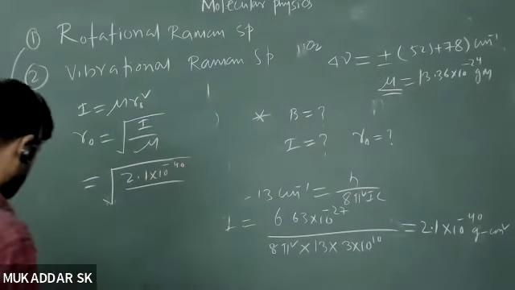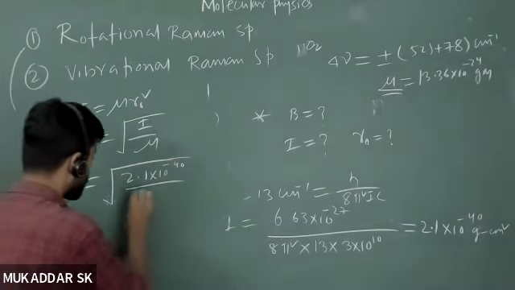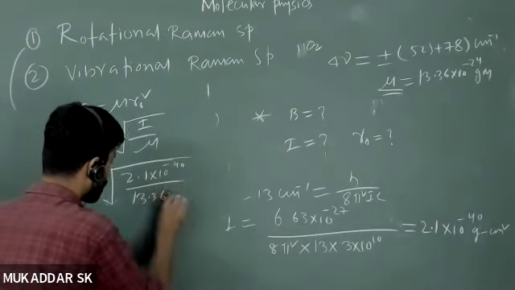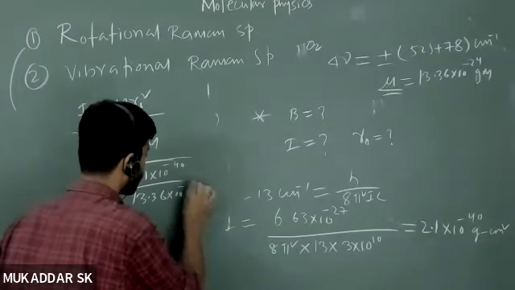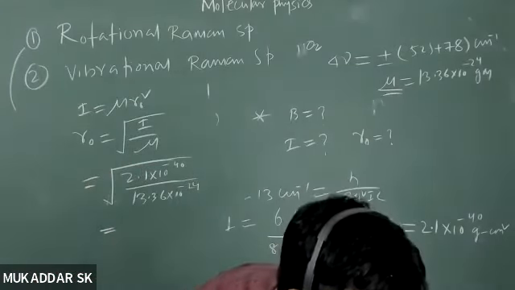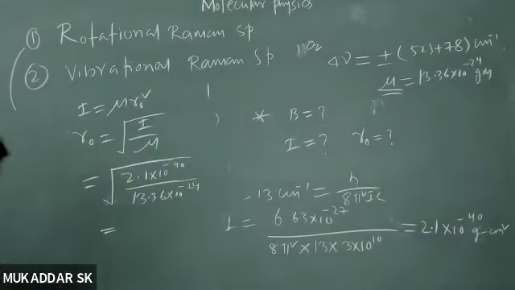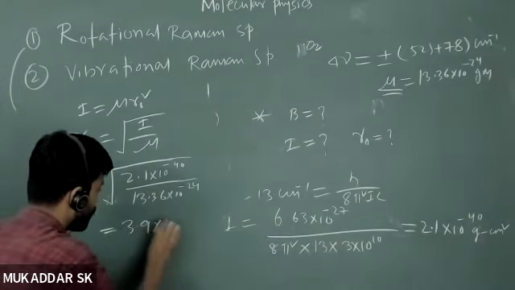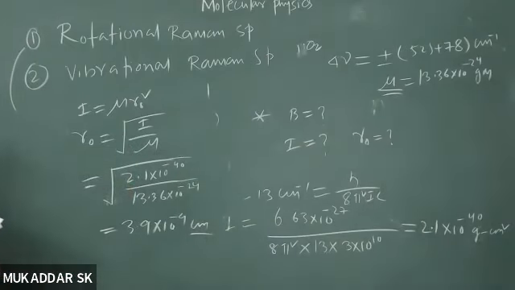divide by 13.36 into 10 to the power minus 24. Okay, calculate it. I have calculated, you check it. So I got 3.9 into 10 to the power minus 9 centimeter. 3.9 into 10 to the power minus 9 centimeter. Okay.